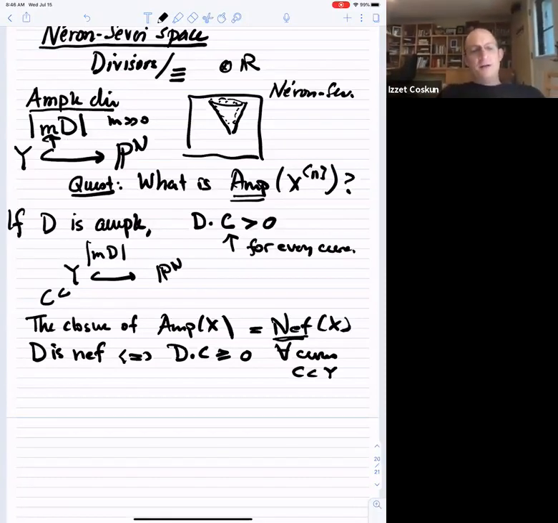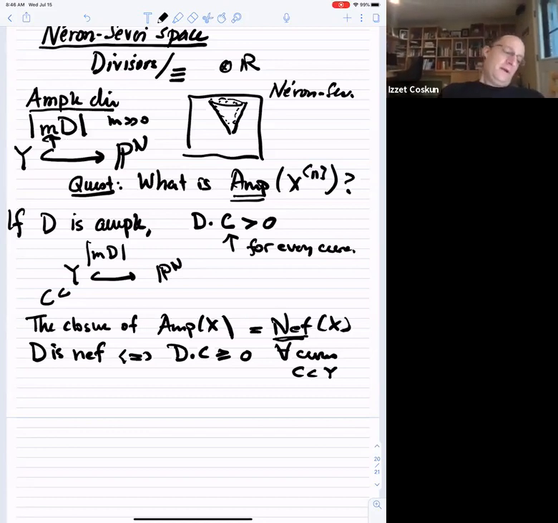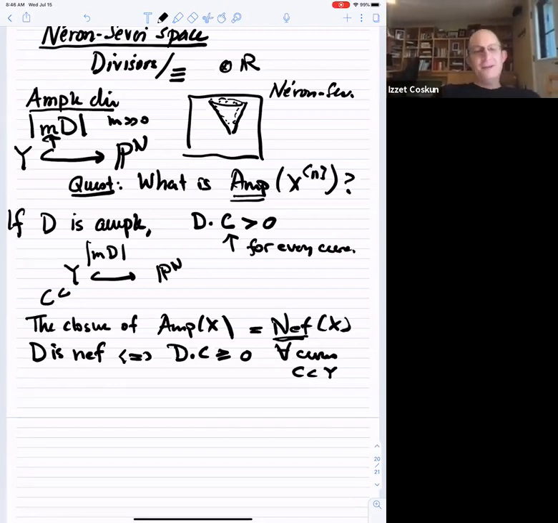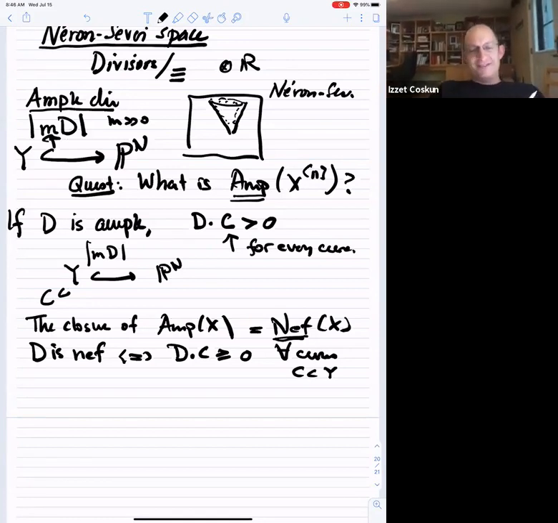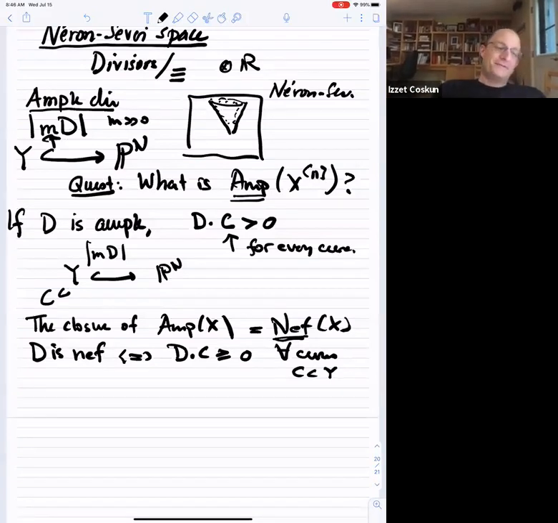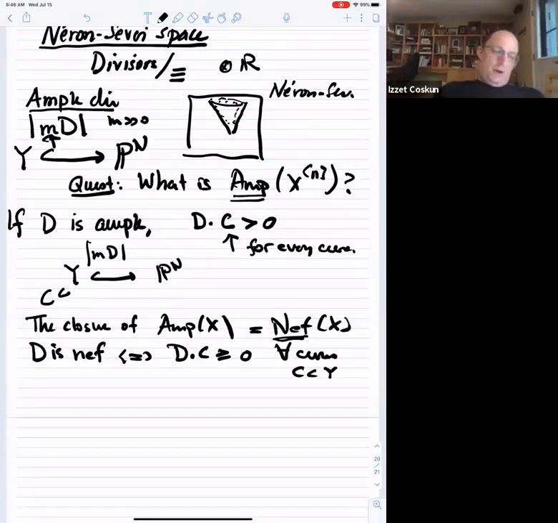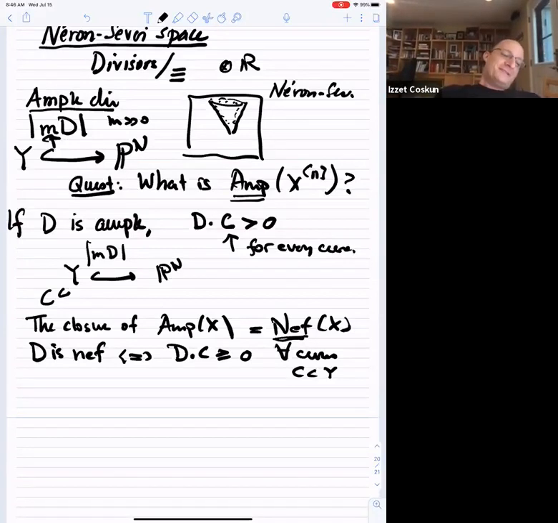And it's a theorem of Kleiman that the Nef cone is a closed convex cone, and the ample cone is the interior of that cone. And the closure of the ample cone is the Nef cone. The Nef cone is a closed convex cone, the ample cone is an open convex cone. Usually closed convex cones are easier to describe, okay? But of course, there's really no difference between the two, I mean, no difference in the difficulty of describing them.